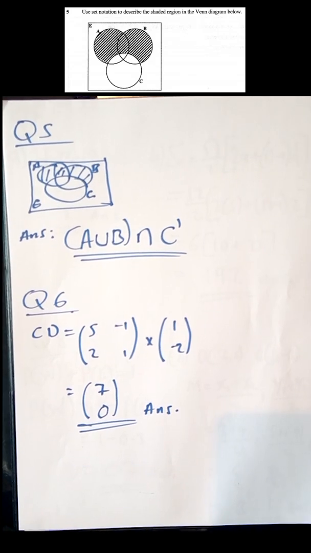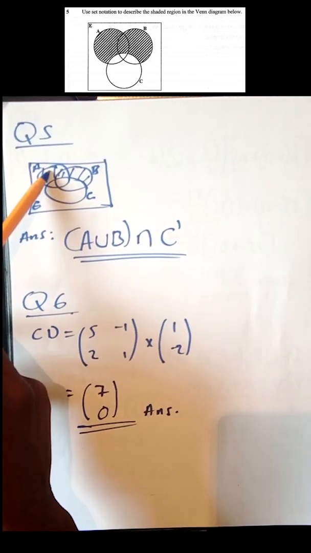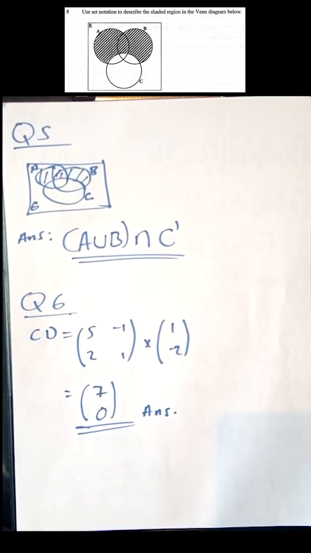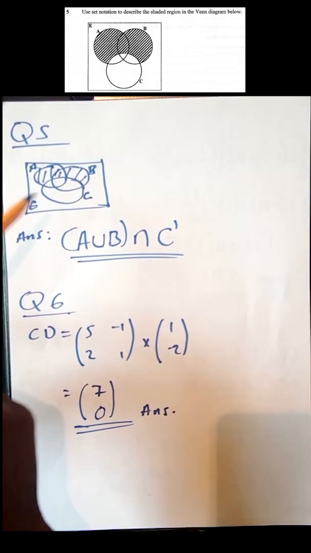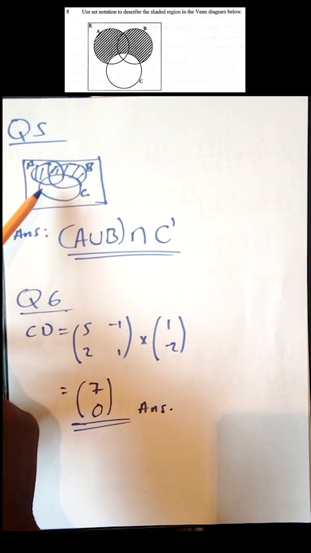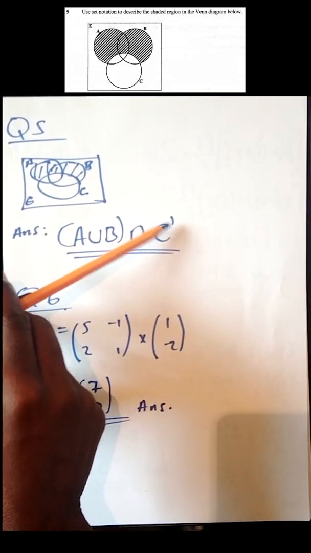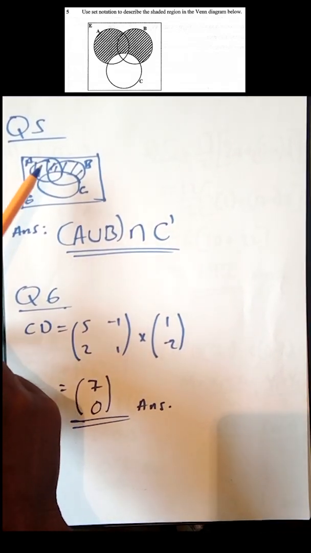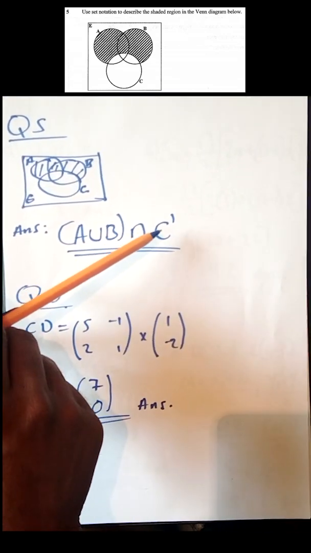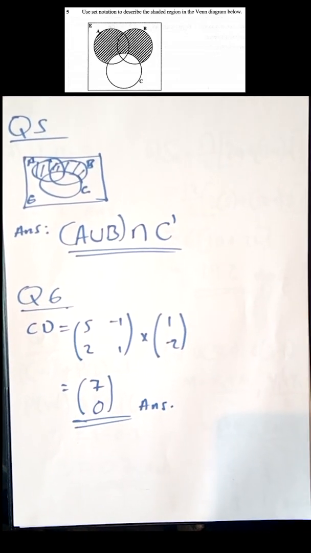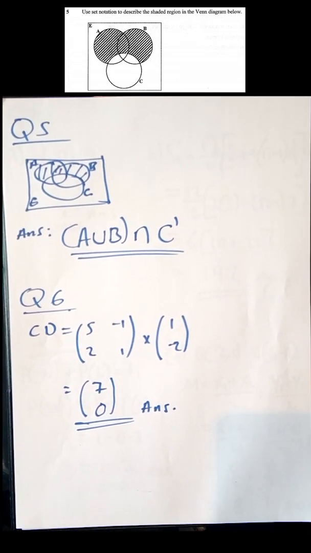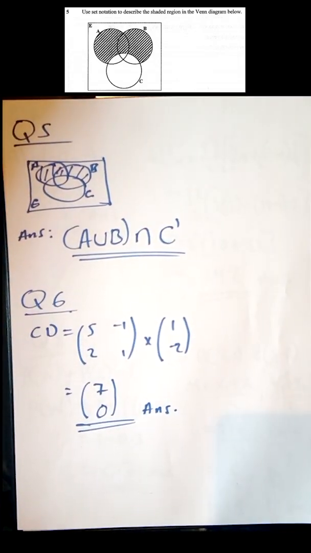Now, describing this Venn diagram using set notation, you can see that the shaded part here is actually representing A union B. But this A union B is not complete because of some other parts which are not shaded. And these other parts which are not shaded are actually the complement of C. So it turns out that the shaded part is representing A union B intersection C complement. A union B intersection C complement. That has to be our final answer.